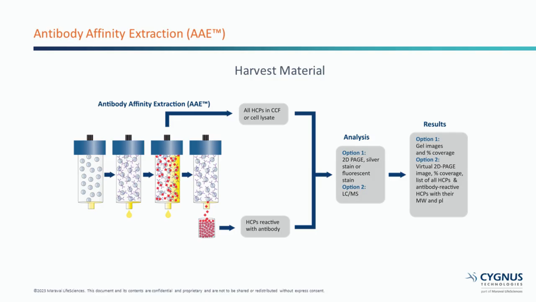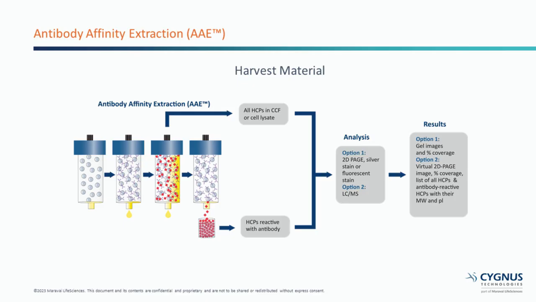This diagram outlines the Cygnus AAE method. First, we immobilize HCP antibody on a resin and pack a small 1 ml column with this antibody-derivatized and conditioned resin. Conditioned because we want to make sure that there are no unreacted sites that would nonspecifically bind HCPs. In this example, an aliquot of a harvest sample is saved and the remainder of the sample is run over the AAE column. The immunoreactive host cell proteins are captured with immobilized polyclonal HCP ELISA antibodies.